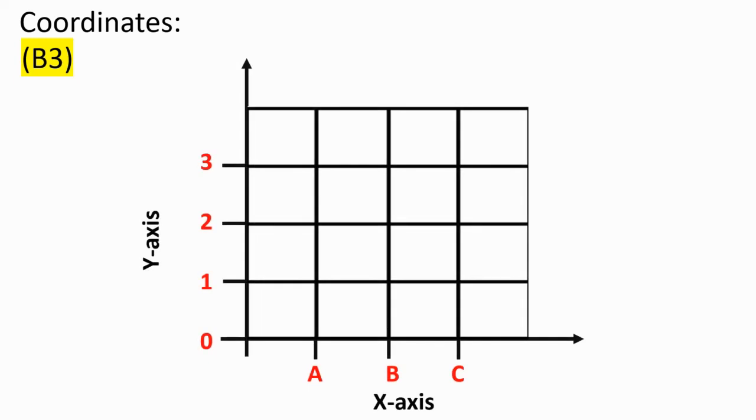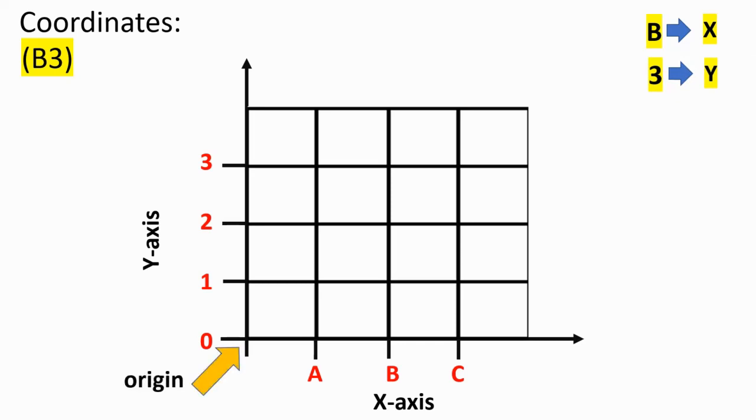Let's use the x-axis and the y-axis to find the location of these coordinates, B3. How do we interpret these points on a grid? The first letter or number in the pair of coordinates that we have is always going to be the x-coordinate. And the second letter or number in this pair is always going to be the y-coordinate.